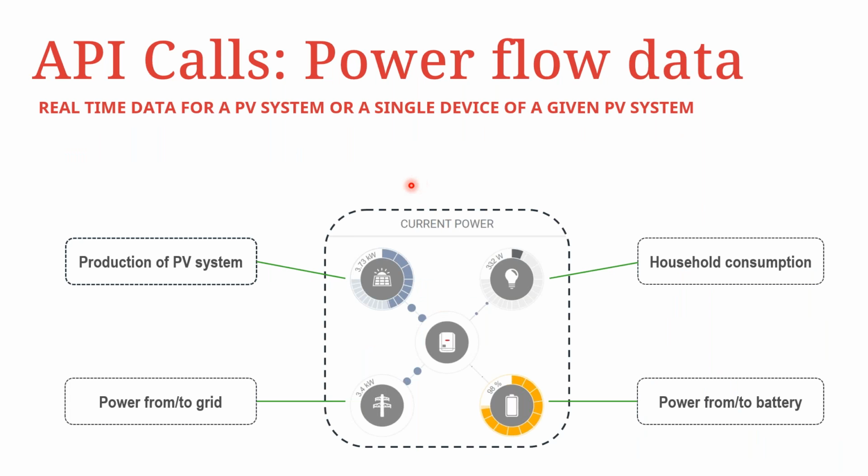You can also do the power flow data. So this is your real-time data from the PV system or a single device in a given system. This allows you to view the production of the PV system, so how much PV production has been attained, as well as what power has been fed from the grid or to the grid from your system itself. So are you pushing back into the grid, for example? It also helps you to view the household consumption, or the loads that are being covered, as well as the power from or to the battery in your system itself.